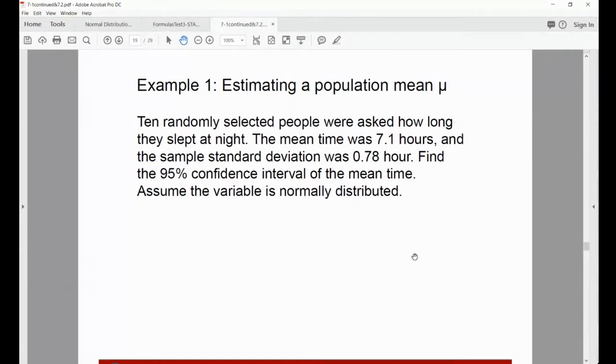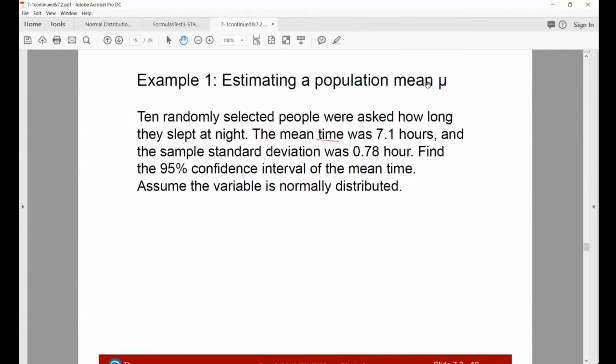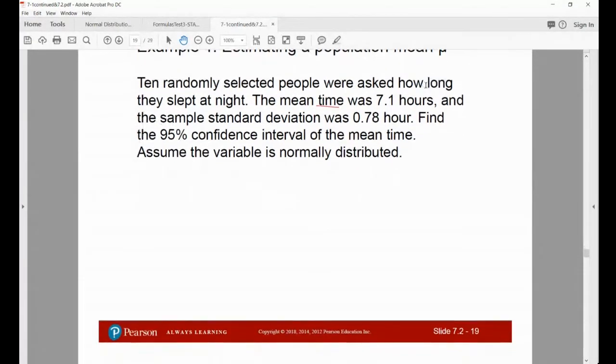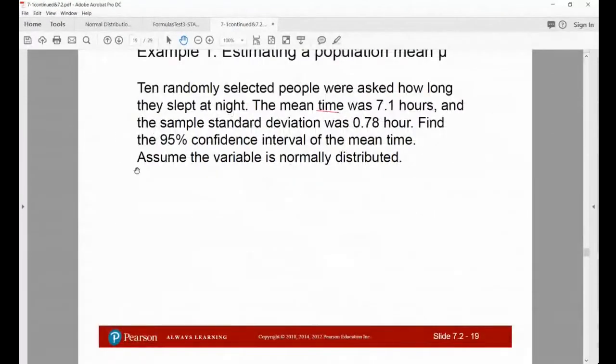Usually here, for estimating a mean, we need that the variable, in this case time in hours that people sleep at night, is continuous. And we're going to assume that it has the normal distribution. So if this is a problem in the test, you will not have this information that this is about the population mean. So you will have a problem like this.